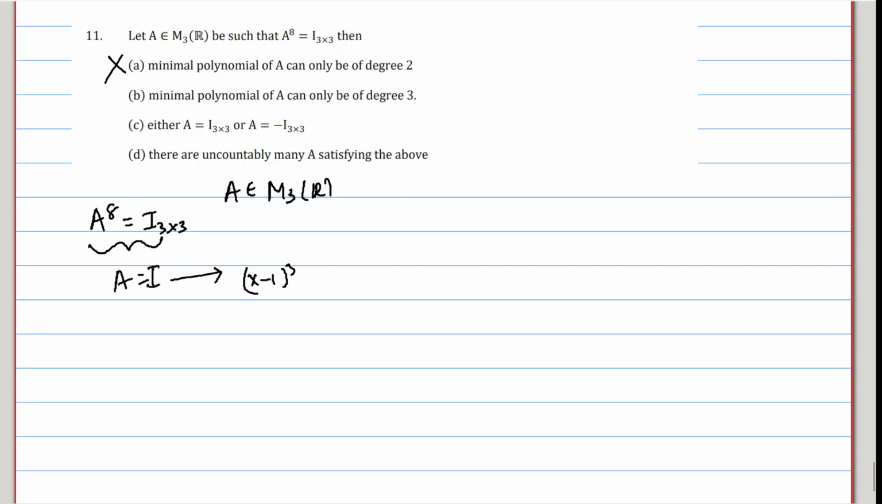What I'm thinking now is taking an A which satisfies the property that A square is I, right? In this case, what do we have?